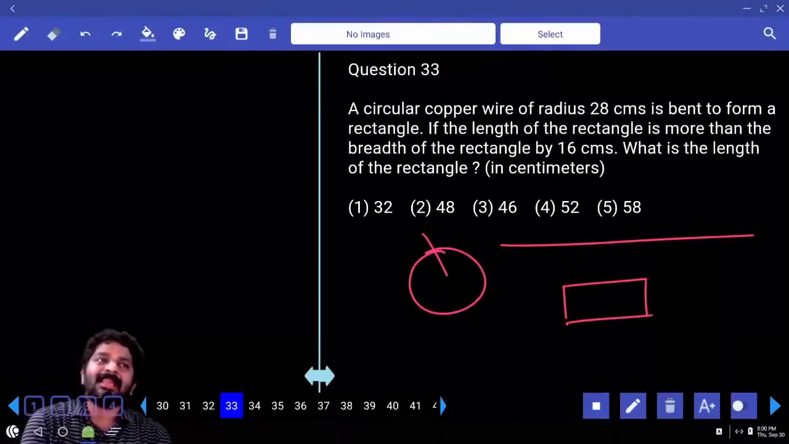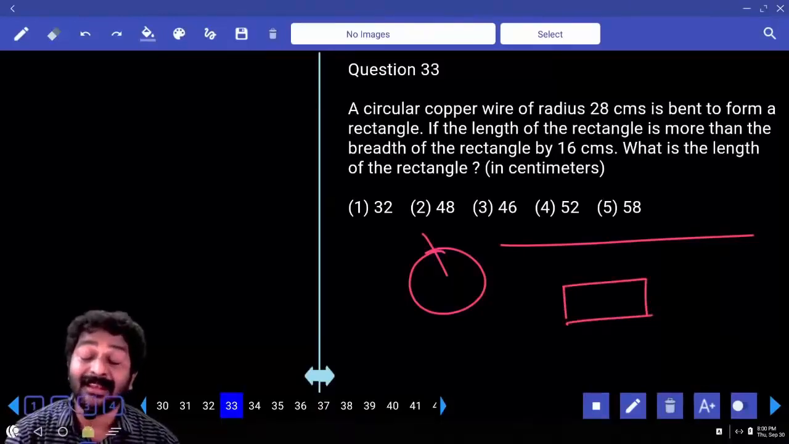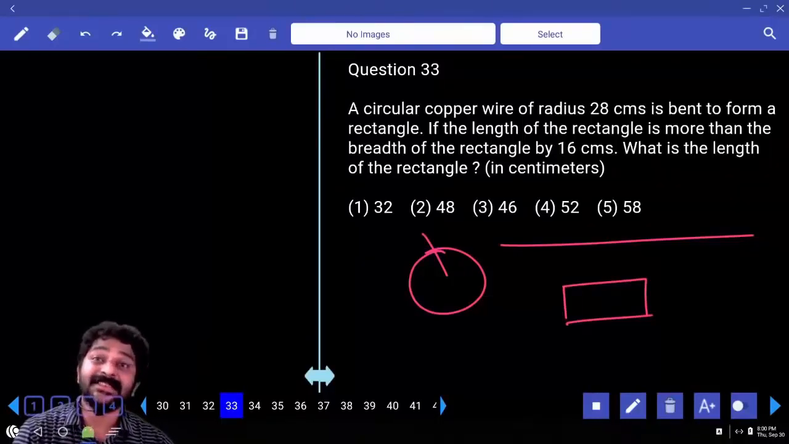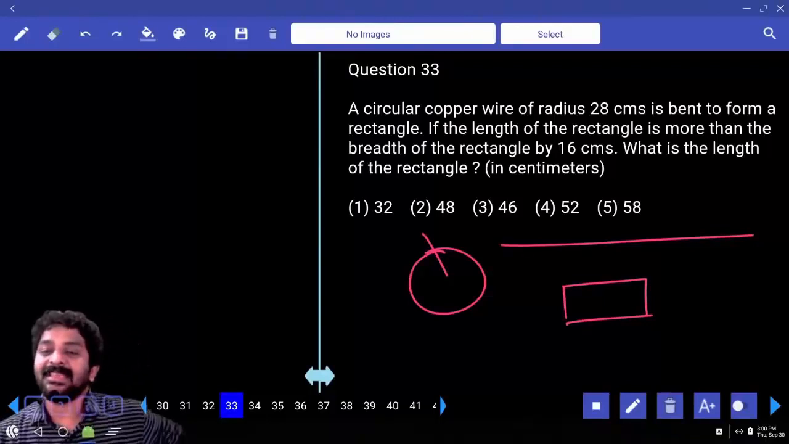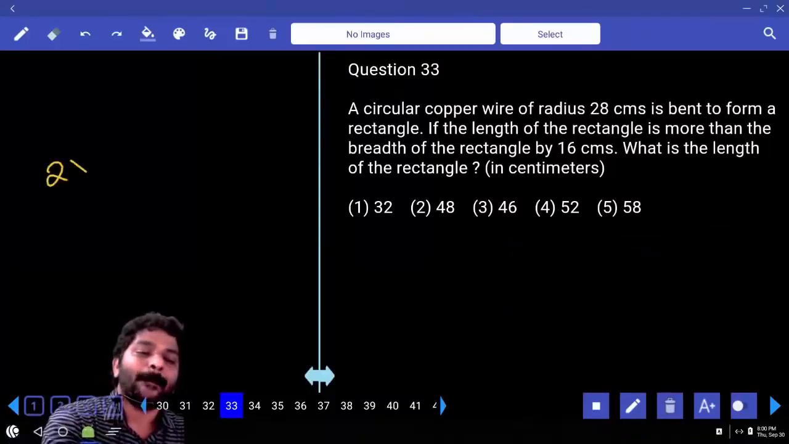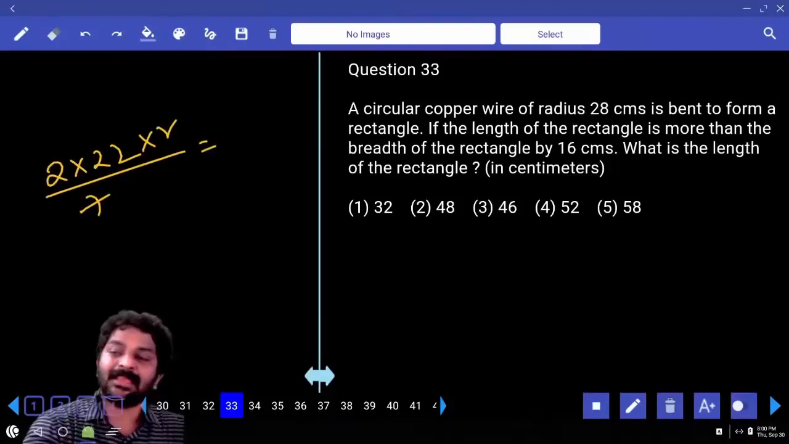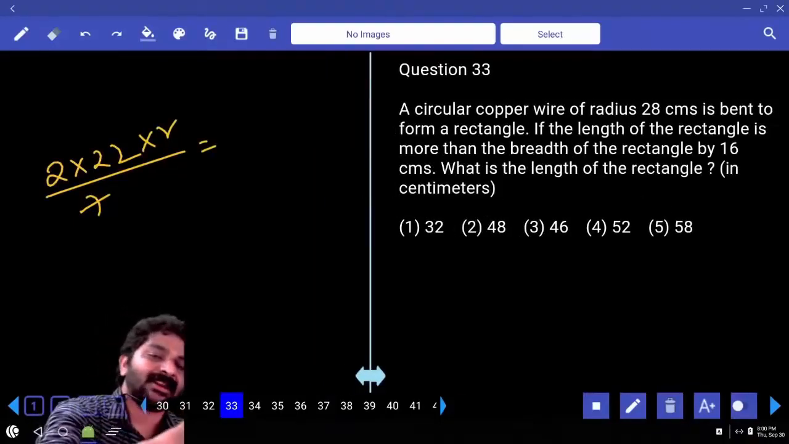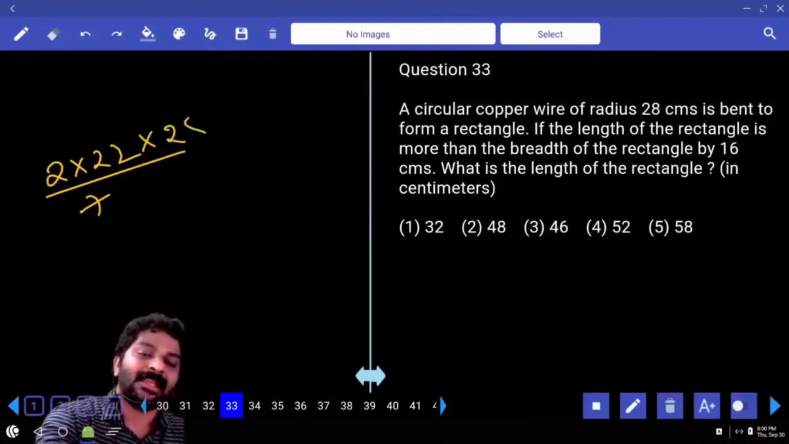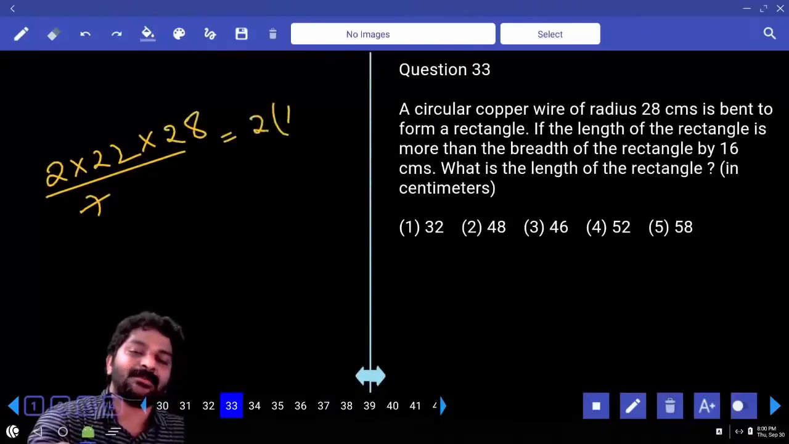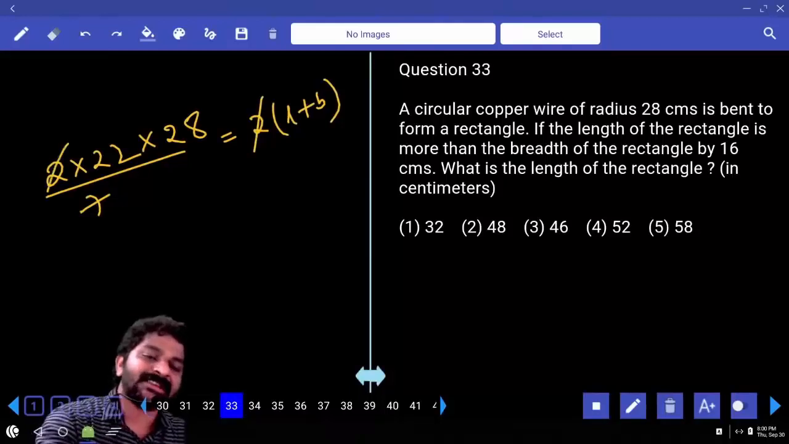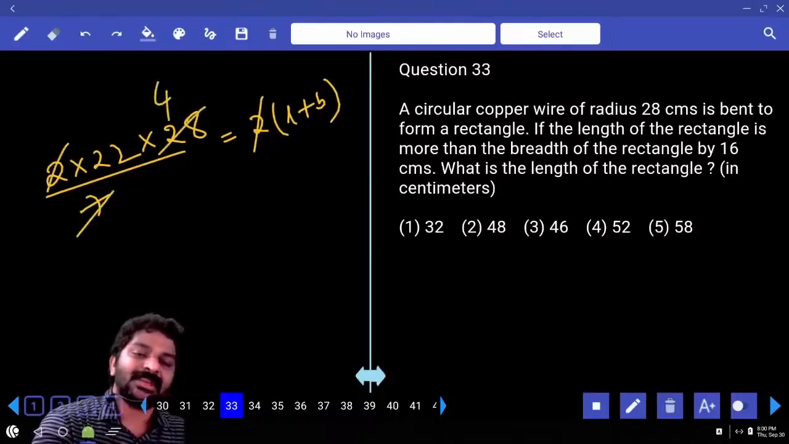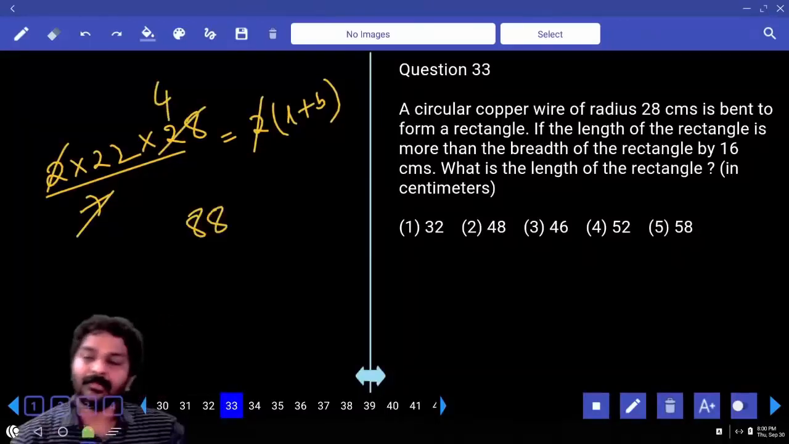So for the circle and rectangle, what must be the same? Perimeter. The perimeter of the circle, that is 2 pi r, must be equal to the perimeter of the rectangle. The radius is already mentioned. How much is the radius? 28, which is equal to 2 times (L plus B). 2 gets cancelled, 7 4 times, so L plus B is equal to 88.